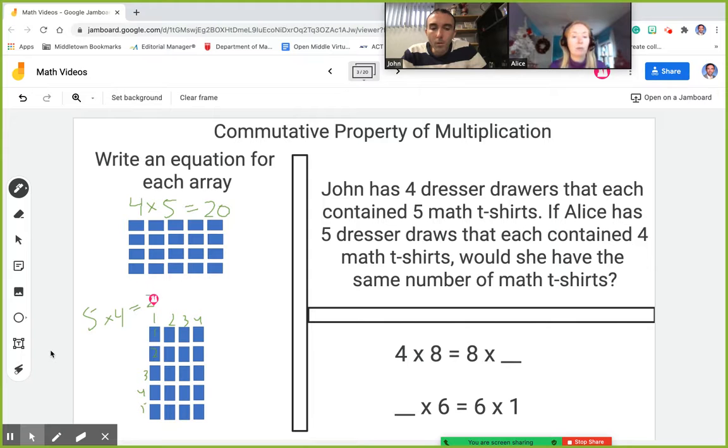So multiplication is commutative. John, I see that we are going to tackle a word problem next. Yes, we have a lot of math shirts here.